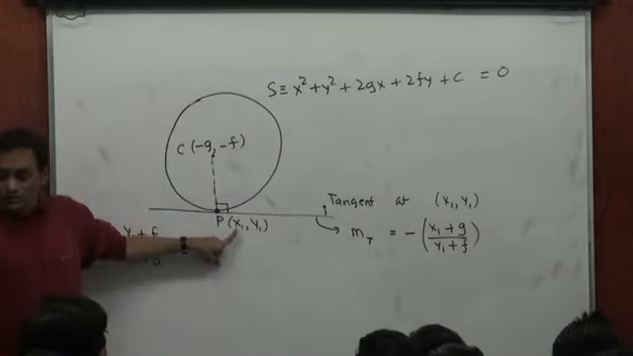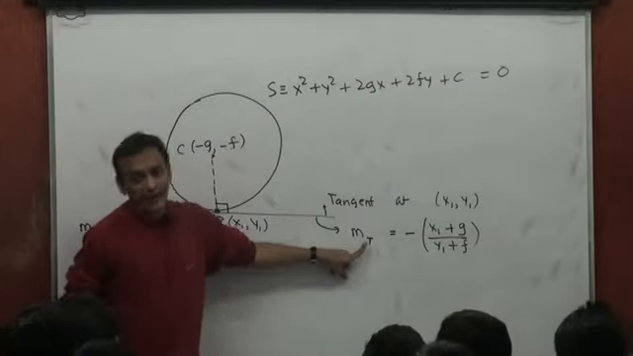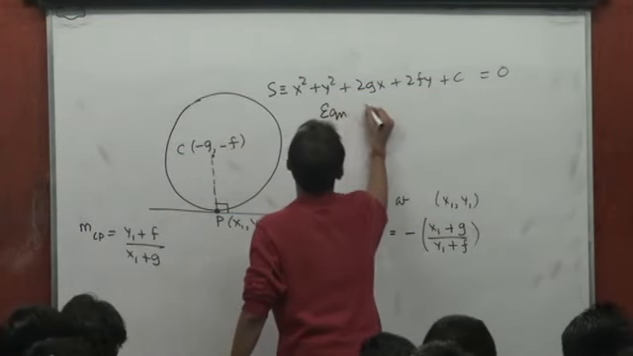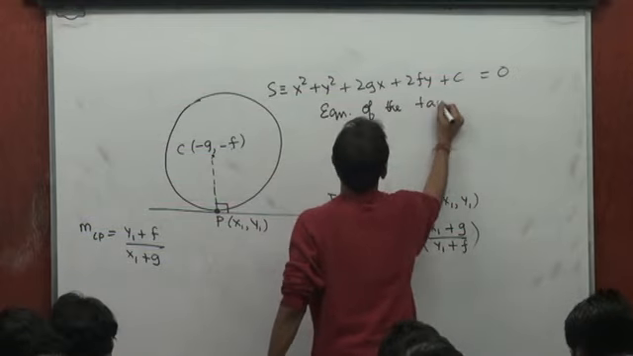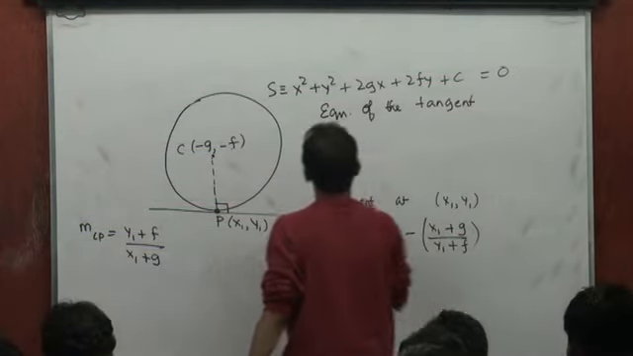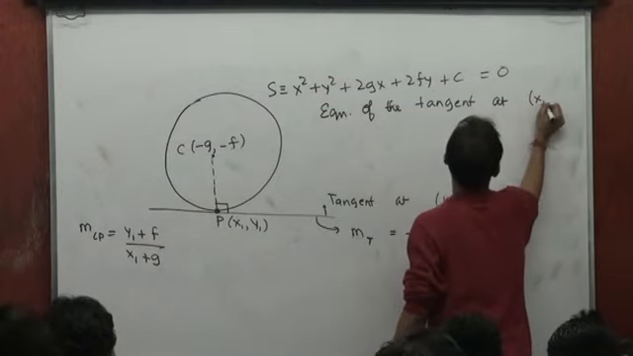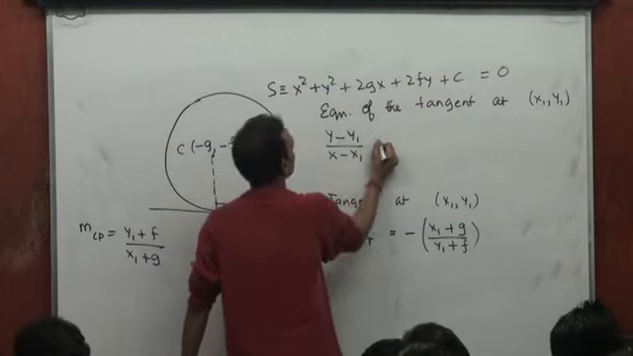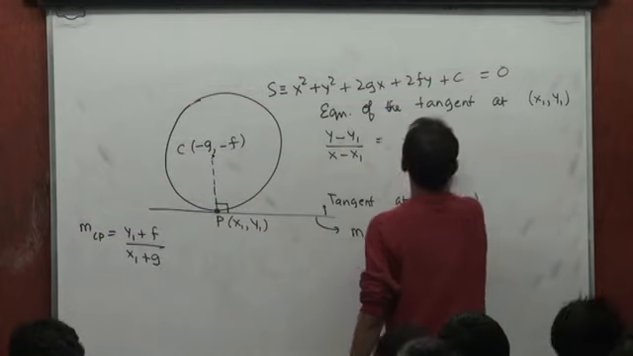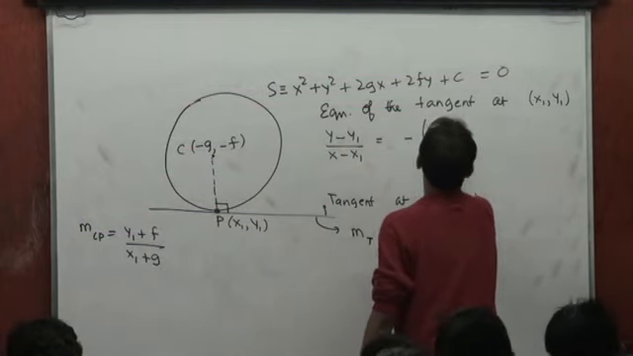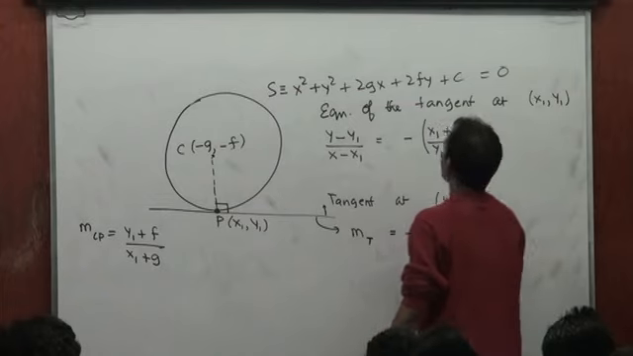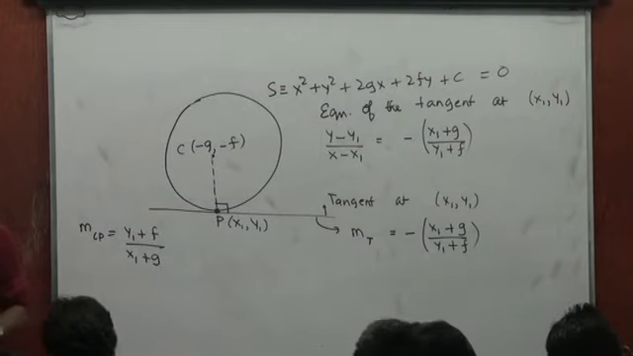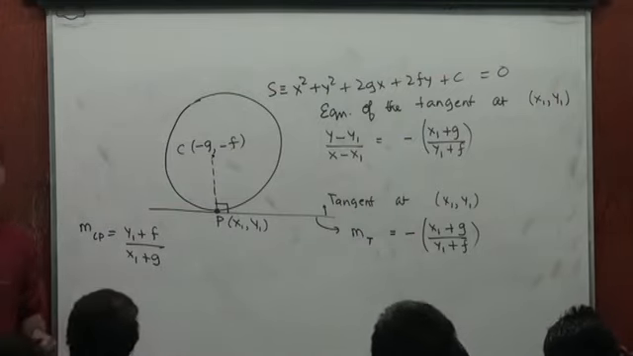Now, given a point, and given the slope, I can find the equation of the line, right? So the equation of the tangent at x1 y1 is (y minus y1) by (x minus x1) equals the slope, which is minus (x1 plus g) divided by (y1 plus f). This would lead to the equation of the tangent at x1 y1. Yes or no? Right?